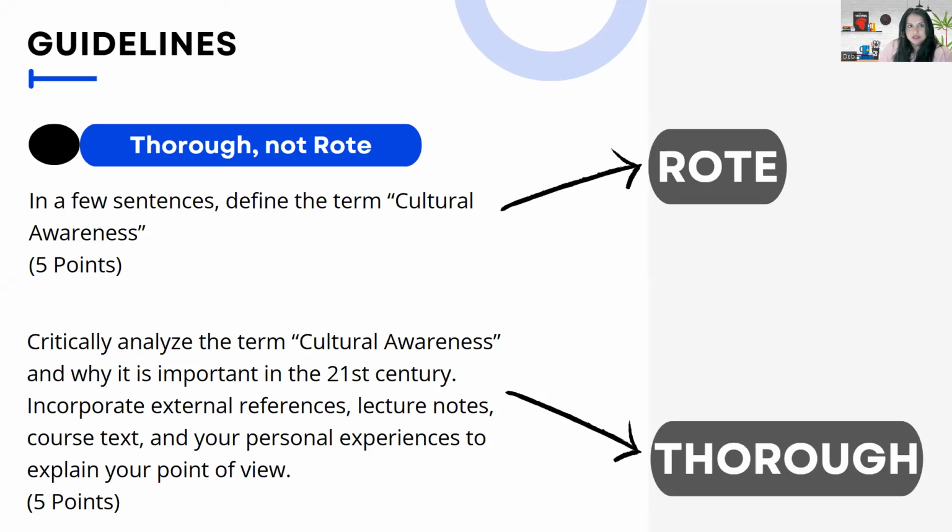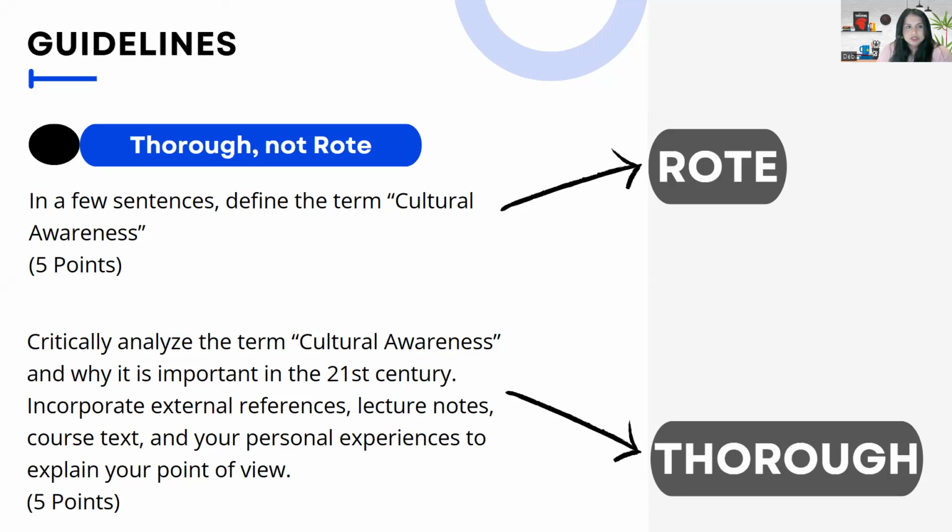The second guideline here is thoroughness, not roteness. I've written an example here, but this thoroughness versus roteness stems from a study that was done at Stanford University. These researchers found that individuals who grew up in low SES economic backgrounds went to these types of schools that primarily focused more on rote learning as opposed to thorough learning. And so, we're in the 21st century now, and we want to stray away from rote, and we want to integrate more thoroughness in the students' learning.